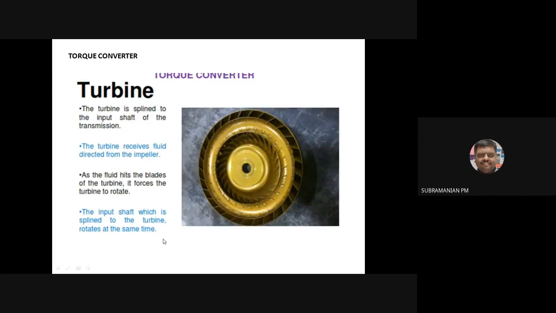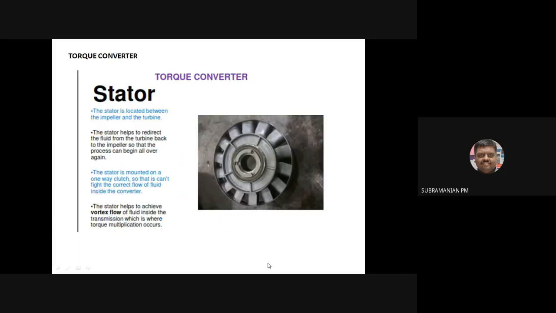So this we have seen, and this is the turbine. You can see the turbine is connected to the transmission shaft. So turbine power has to transfer to the transmission shaft, and turbine receives fluid from the impeller. The same thing only. Some additional points will be given.